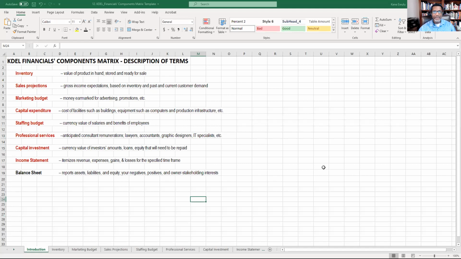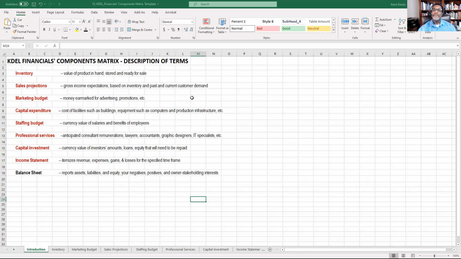So I will start with the components of your financials spreadsheet, okay? This is what it is. As I said, the inventory is the value of the product you have at hand, stored and ready for sale. As you can see on my screen here, your sales projections are your gross income expectations based on your inventory and past and current customer demand, okay? Those are your sales projections.